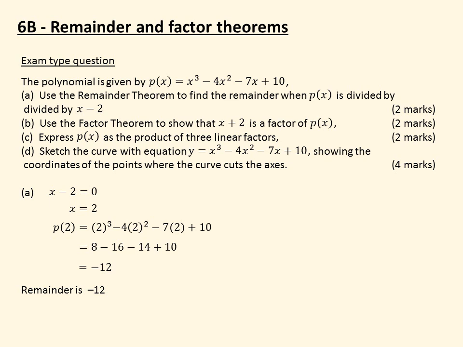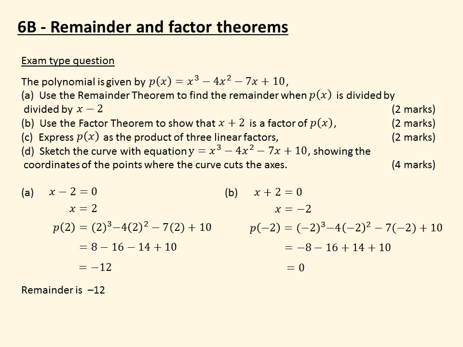Part B, we need to show x plus 2 is a factor. So again we're going to set x plus 2 equal to 0. Solve this, so we now need to put minus 2 into the polynomial, and hopefully we get an answer of 0. So p of minus 2 gives us 0 as we wanted. So because p of minus 2 is 0, x plus 2 is a factor of p.